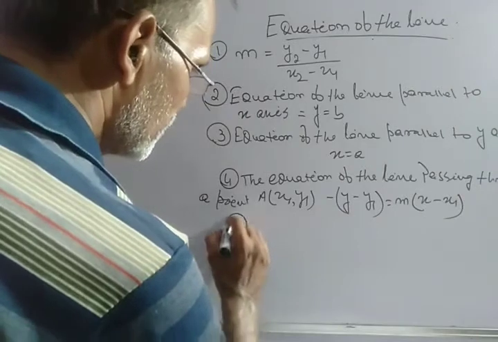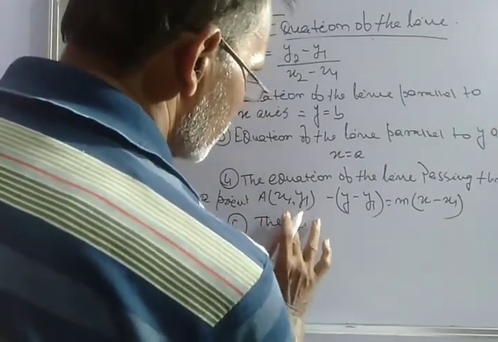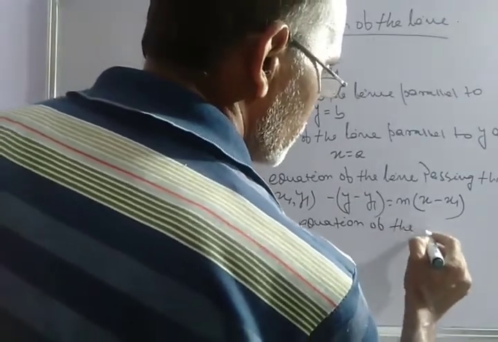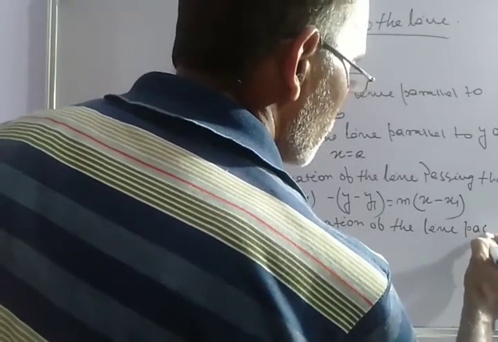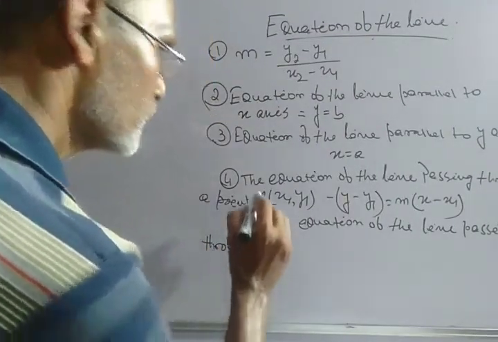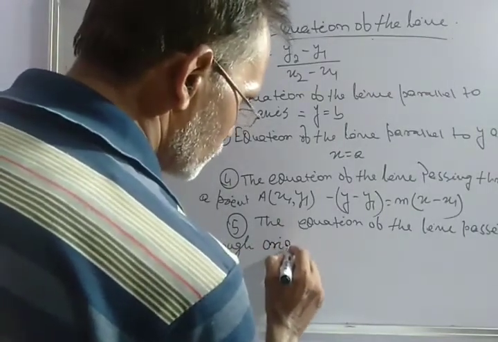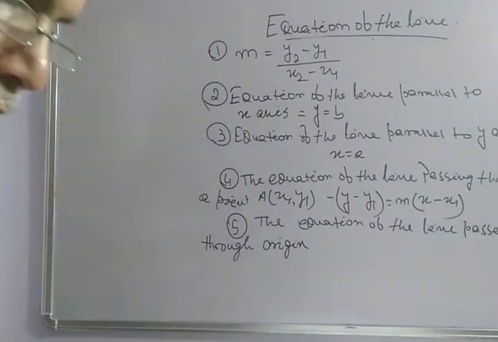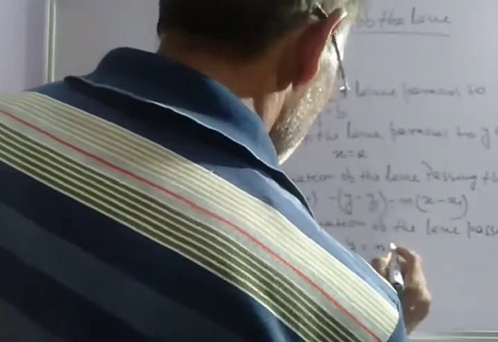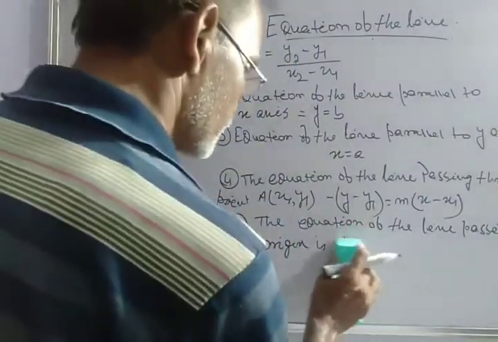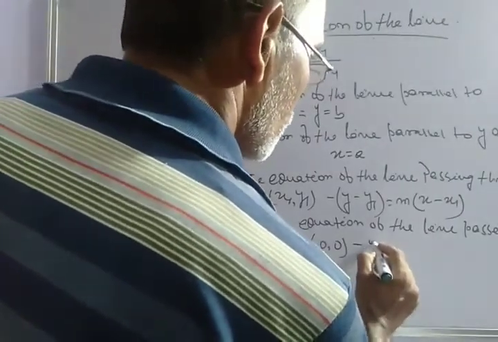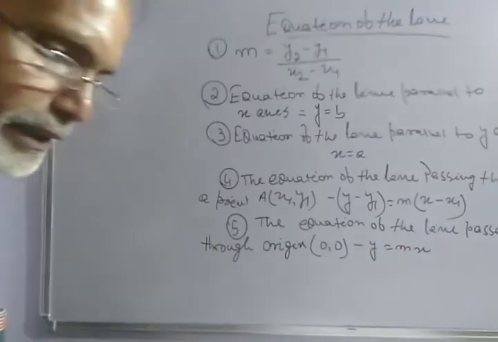Now 5. The equation of the line passing through the origin 0, 0 is y is equal to mx.